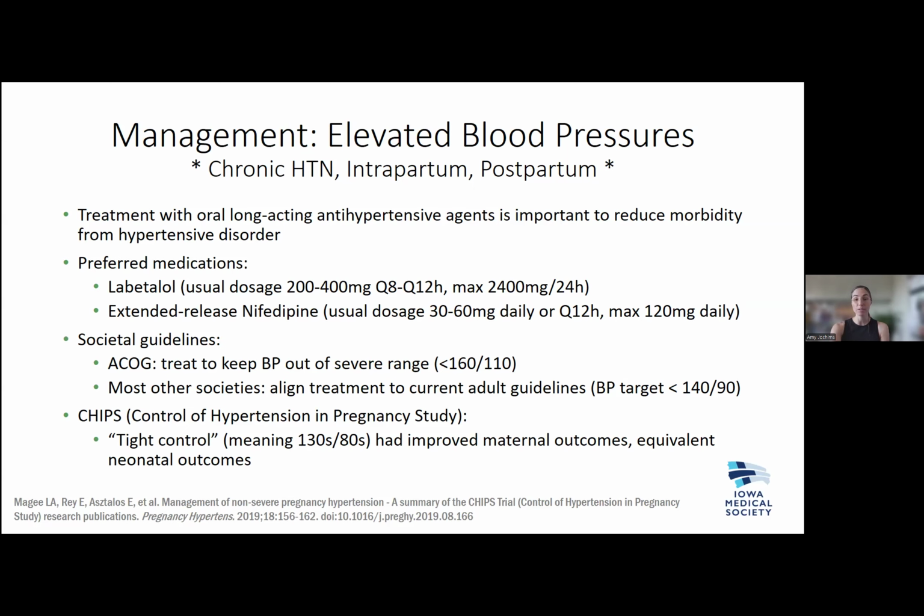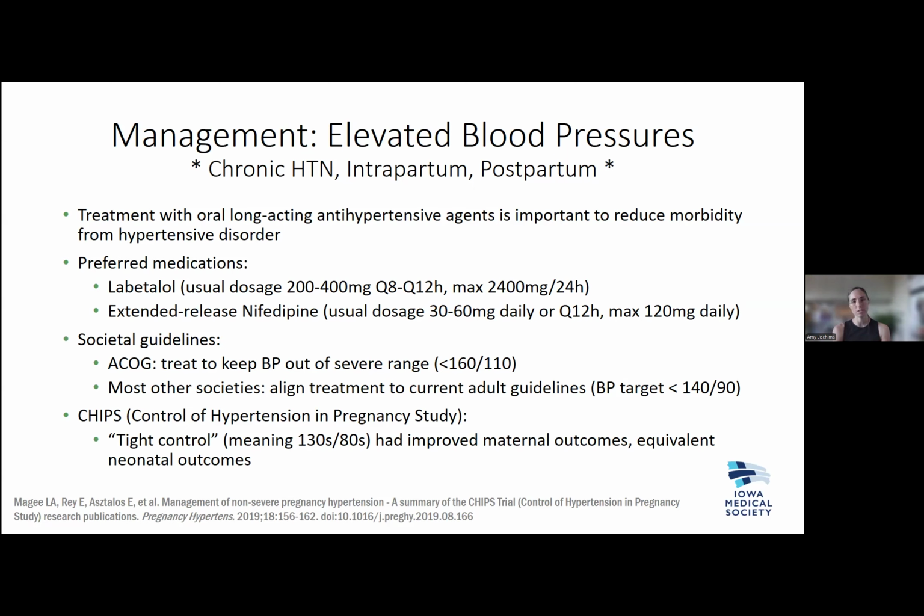Guidelines for treatment is a little interesting, actually. So I think this is something where working with your local specialist can sometimes be helpful. Chronic hypertension patients that I'm managing in pregnancy, I often try to keep them a little more towards their target blood pressure of a normal range blood pressure if they're on chronic medication.